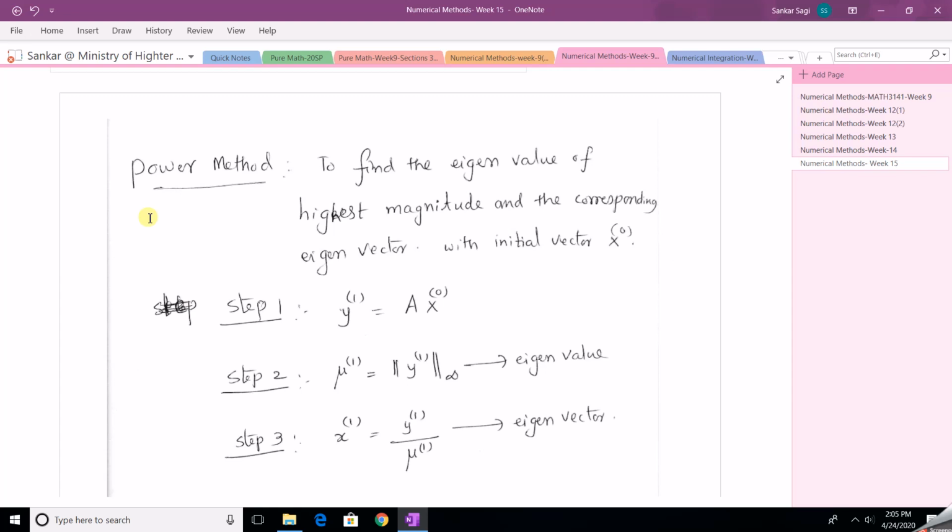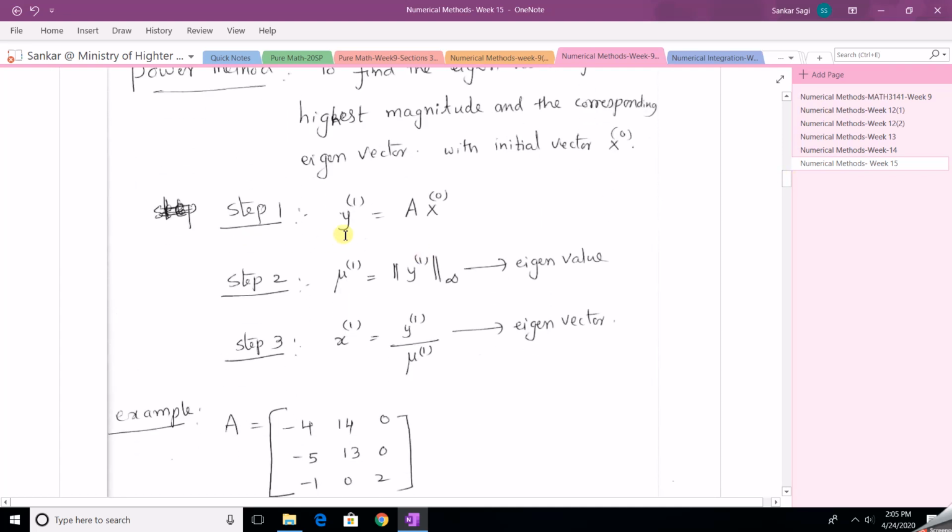But we are interested in finding the eigenvalue of the highest magnitude, that is, in absolute value the highest magnitude, and the corresponding eigenvector. To find that, we use this method known as the power method. And in this method, we start with the initial vector x0. This 0 indicates the initial eigenvector. So x0 is the initial eigenvector. This will be given. So using this initial eigenvector, we find the approximations.